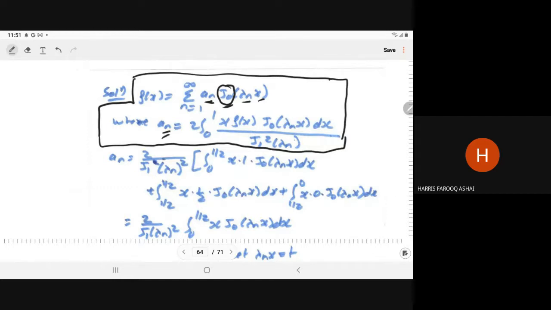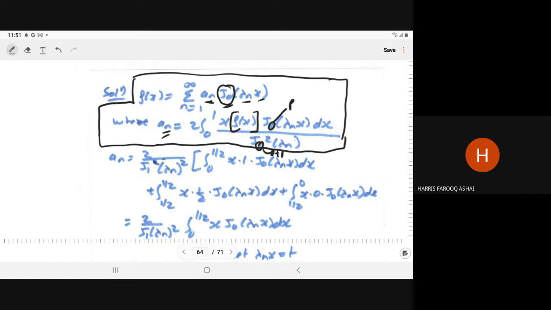Now you have to remember it; derivation we are not covering here. 2 into integral from minus 1 to 1 x into f(x), whatever the given function, that you have to write here, x into f(x), and that is jp, and here p plus 1. J naught is given to you, but in the actual formula it is jp and jp plus 1. So jp lambda n x dx upon jp plus 1 square lambda n.